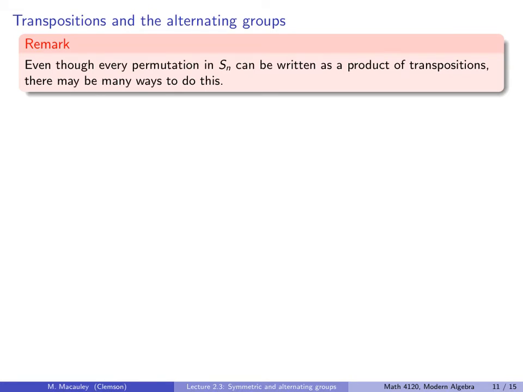Here's a remark that you probably have already figured out. Even though every permutation in Sn can be written as a product of transpositions, there may be many ways to do this. For example, (1 3 2) can be written as (1 2) times (2 3), but it can also be written as (1 2)(2 3) times this, which is just the identity permutation.